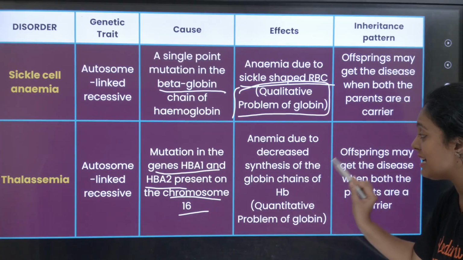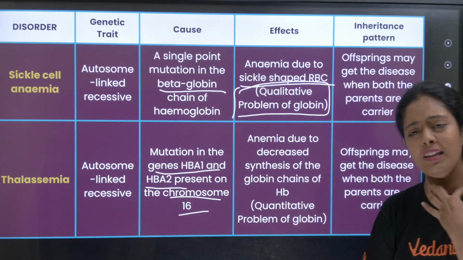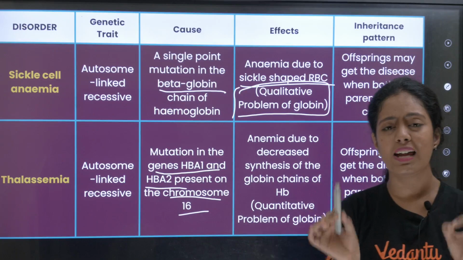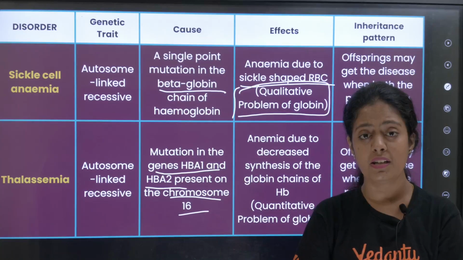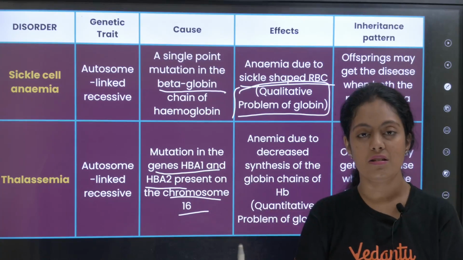Anemia due to decreased synthesis of globin chain of hemoglobin. அது வந்து ஒரு quantitative problem. Okay, இது ரெண்டுத்துக்குமே என்ன ஒரே இது, offsprings will get the disease only if the parents are affected, if both the parents are affected, or both of them are carriers.